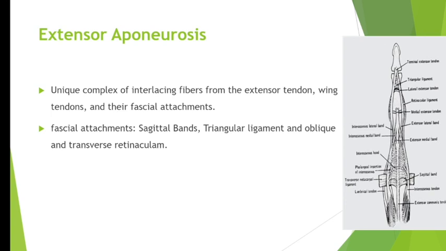Coming to the extensor aponeurosis, as we all know the basic anatomy of the extensor apparatus, the aponeurosis is a unique complex of interlacing fibers from the extensor tendon, wing tendons and the fascial attachments. Wing tendons, I have already told, are the palmar interossei and lumbricals, and various fascial attachments. Fascial attachments are nothing but the sagittal bands, the triangular ligaments, and the oblique and transverse retinacular ligaments.